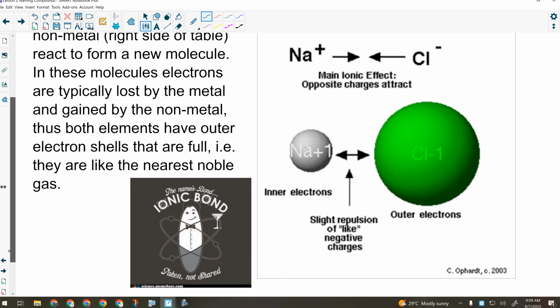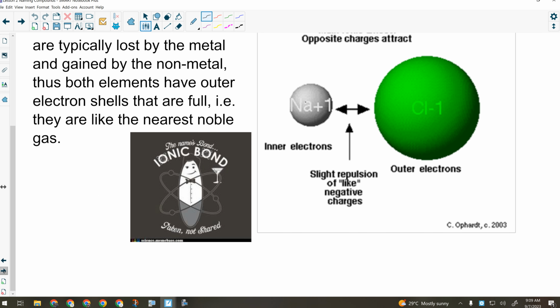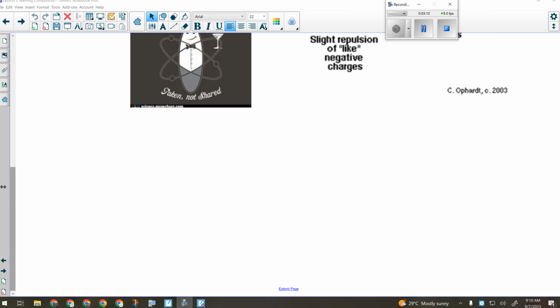All right. So what happens when an ionic compound is formed is a metal gets a full outer ring or outer shell of electrons. According to Bohr, and what's true from a simplistic point of view, if I had a sodium atom, sodium has 11 protons and it has 11 electrons, and it has 12 neutrons.